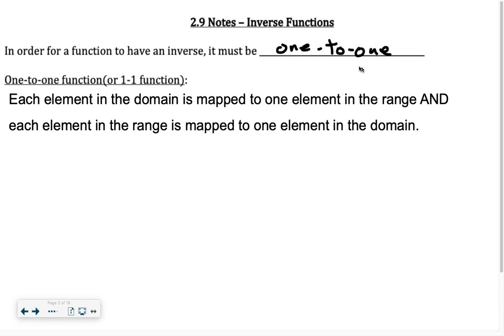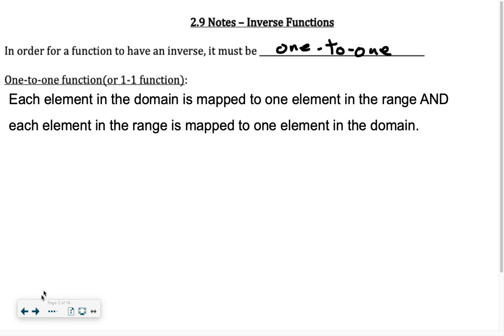Okay, so what that means, this first part was just our definition of a function, right? Each element in the domain is mapped to one element in the range. That means for each input, there's only one output. I can't plug in 2 and get out 7 and then plug in 2 and get out 4. But then also, for it to be one to one, each element in the range is only mapped to one element in the domain. So we looked at something like x squared, where if I plug in -2, I would get 4, and if I plug in 2, I would also get 4. That would not be a one-to-one function.